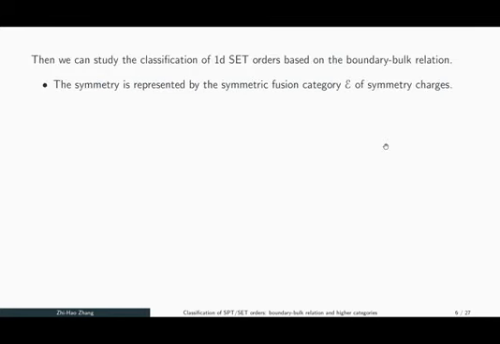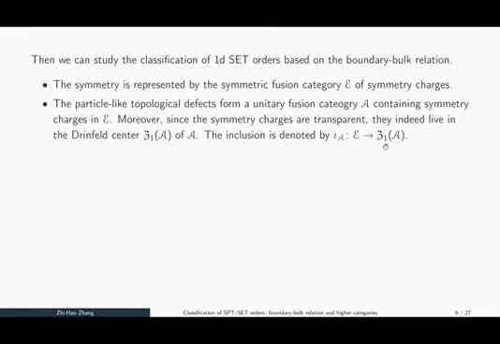Then we can study the classification of 1D SET orders based on this boundary bulk relation. The first, as before, the symmetry is still represented by the symmetry charges, which form a symmetric fusion category E. Then we consider the particle-like topological defects. It forms a unitary fusion category A, and A should contain the symmetry charges in E. Moreover, the symmetry charges are transparent in this 1D phase, so the symmetry charges indeed live in the trivial center of A. So we have an inclusion from E to the trivial center of A.